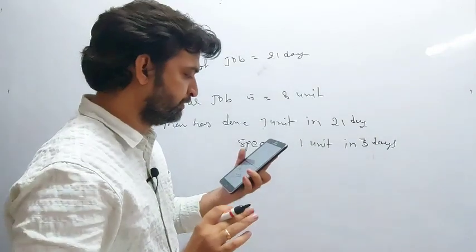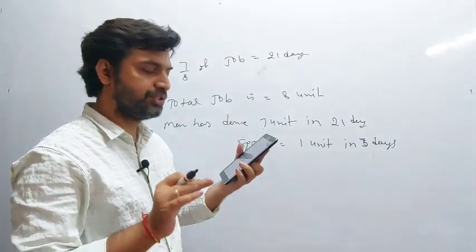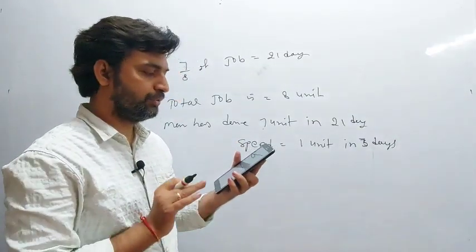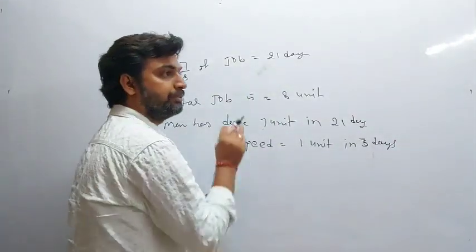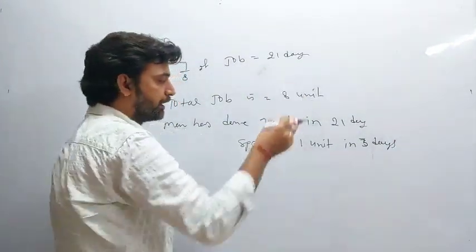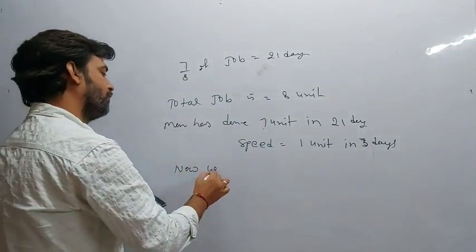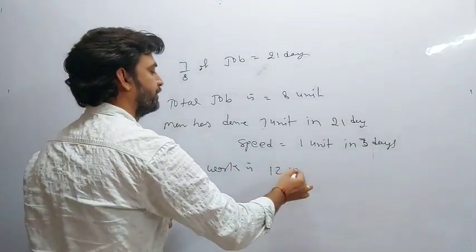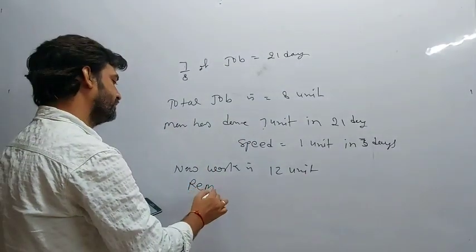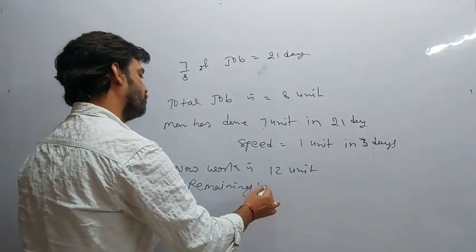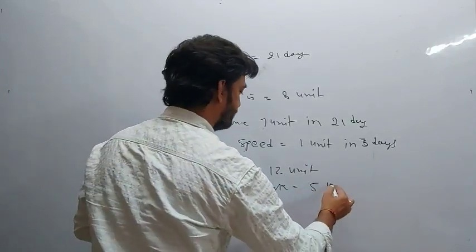Now coming to the next one. How many more days will it take him to finish the job if the quantum of work is further increased by 50%? Means the work is increased by 50%. Initially the work was 8, but now the work becomes 50% more. That means now work is 12 units, 50% more. But out of 12, 7 is already done. Then the remaining work is 5 units.